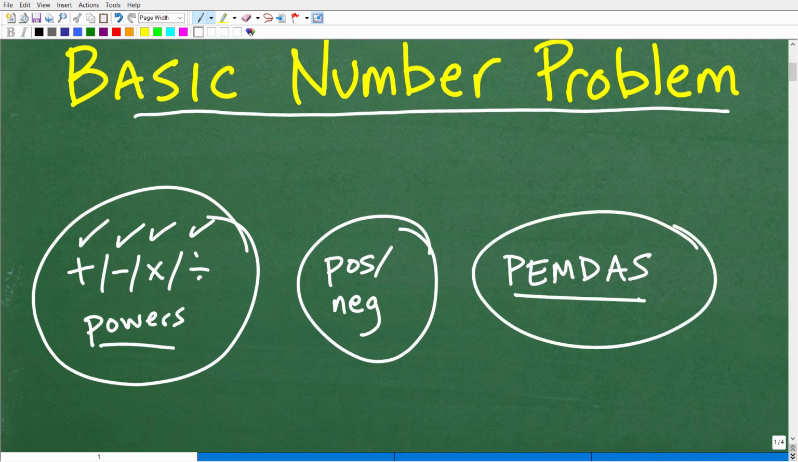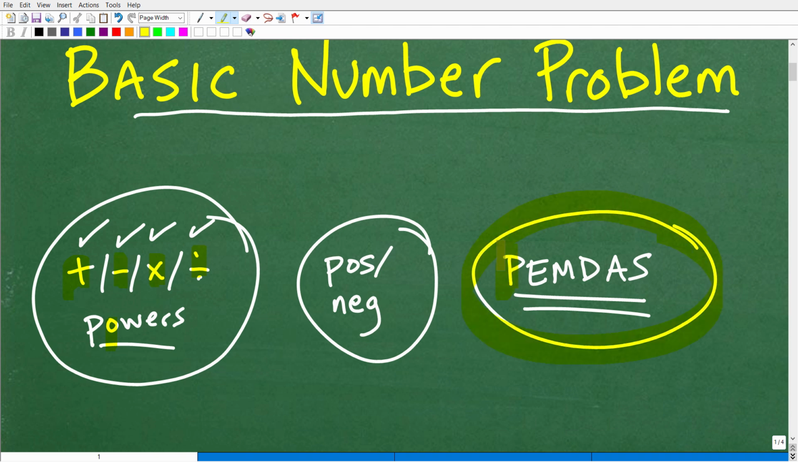Now, what is this right here? Well, hopefully most of you remember this little acronym for the order of operations. There's a couple other acronyms out there, but this is probably the most common. So the order of operations is, okay, we have addition, subtraction, multiplication, division, powers. Which ones do we do first? Okay, well, there is a specific order, and this little thing right here tells us the order.